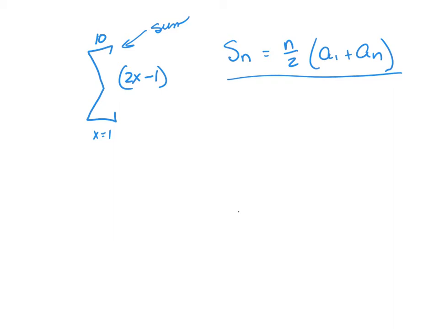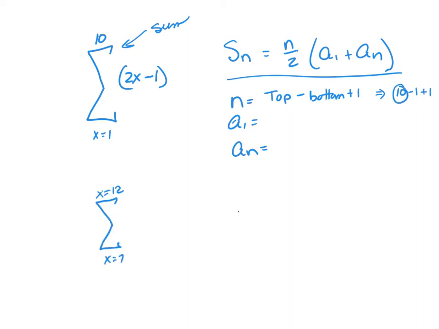So, in order for me to find the sum, I need n, a1, and an. And I'm going to tell you how to do it, and then we're going to do it, okay? To find the n, you do the top minus the bottom plus 1, which is 10 minus 1 plus 1. So 10 is your n.